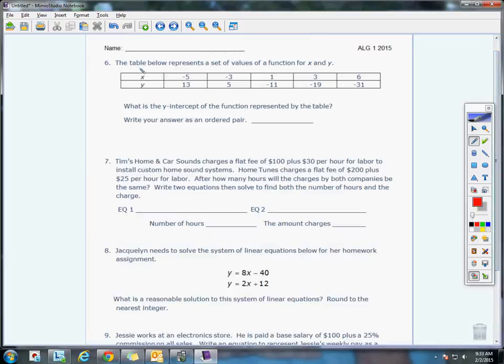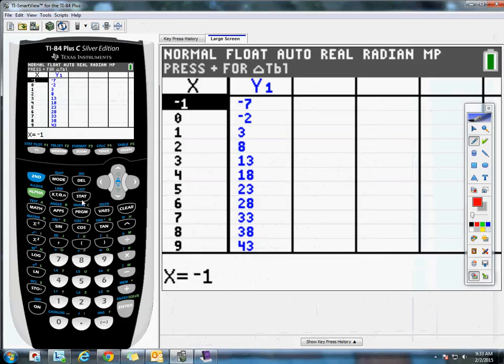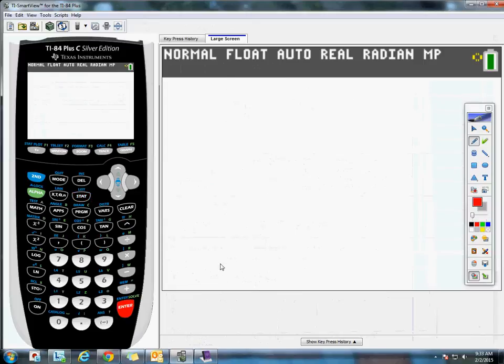All right, number 6, the table below represents a set of values of a function for x and y. What is the y-intercept of the function represented by the table? Write your answer as an ordered pair. Easiest way to do this is just to put this into set edit. So if we go to our calculator, and I pray that this works and doesn't freeze.